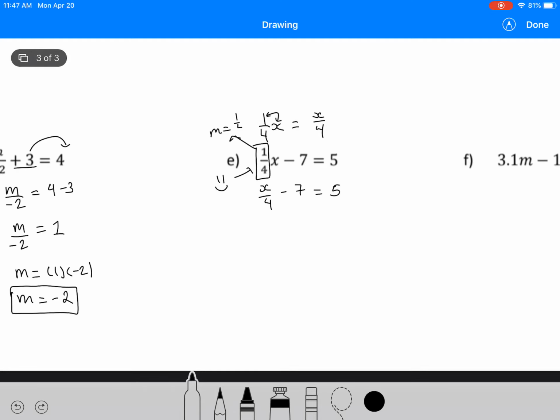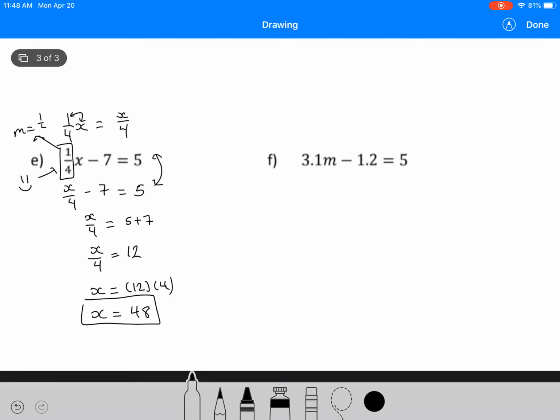x over 4 minus 7 equals 5. It's a regular question, and you're going to solve it just like you normally would. We're going to move the negative 7 over first, so x over 4 equals 5 plus 7, which is 12. Now the opposite of dividing by 4 is multiplying by 4. We get x equals 12 times 4, which is 48. Same process, I just want to go over the notation it's written in, because these two things, again, are the same.